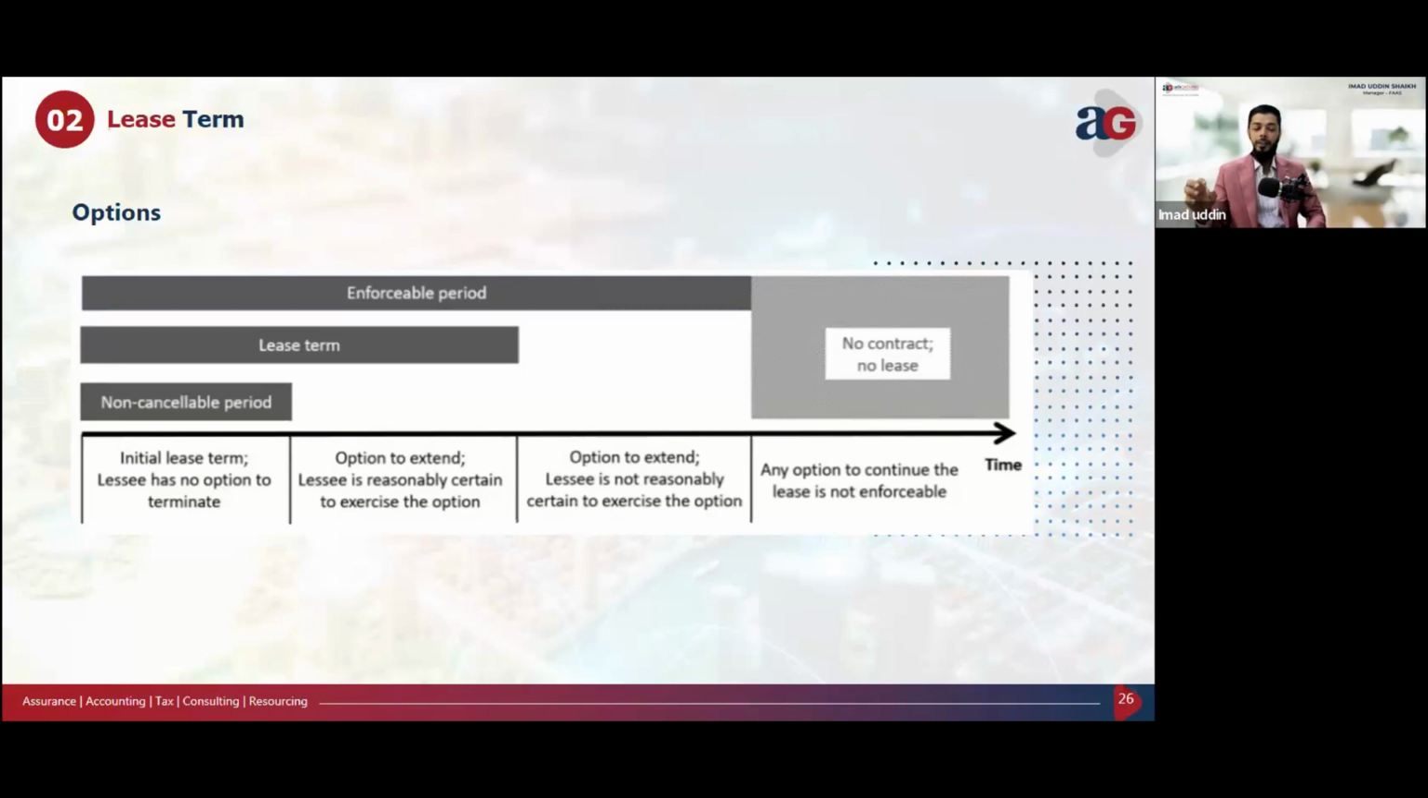So in that case, it becomes a little judgmental. But if there's that penalty, we can have an argument that the enforceable period is up to a particular point. In my view, the enforceable period would not be a problem because, given the broad definition of the penalty, it can always be justified. What would be difficult to justify would be the reasonable certainty of the extension.